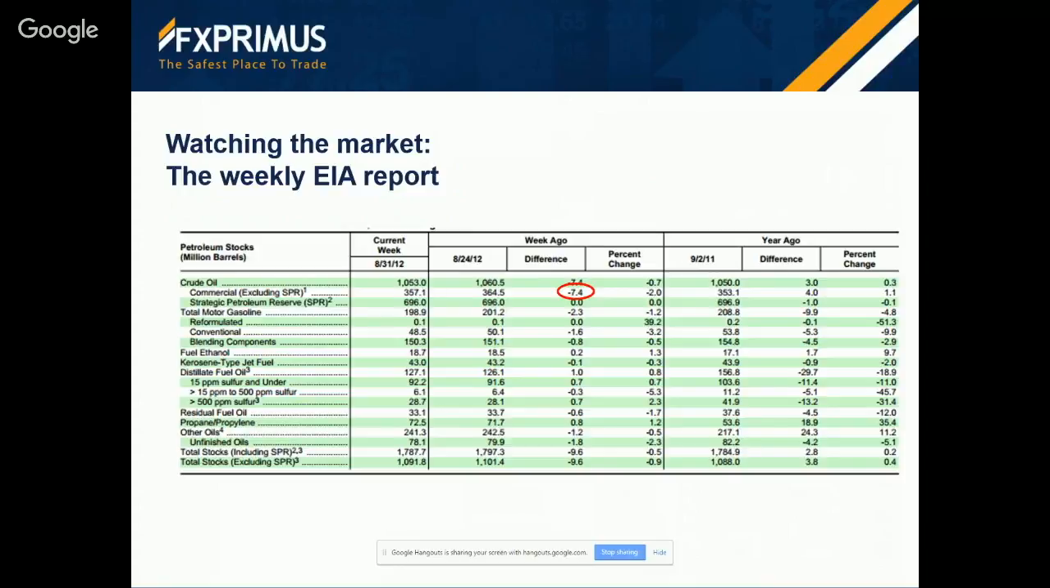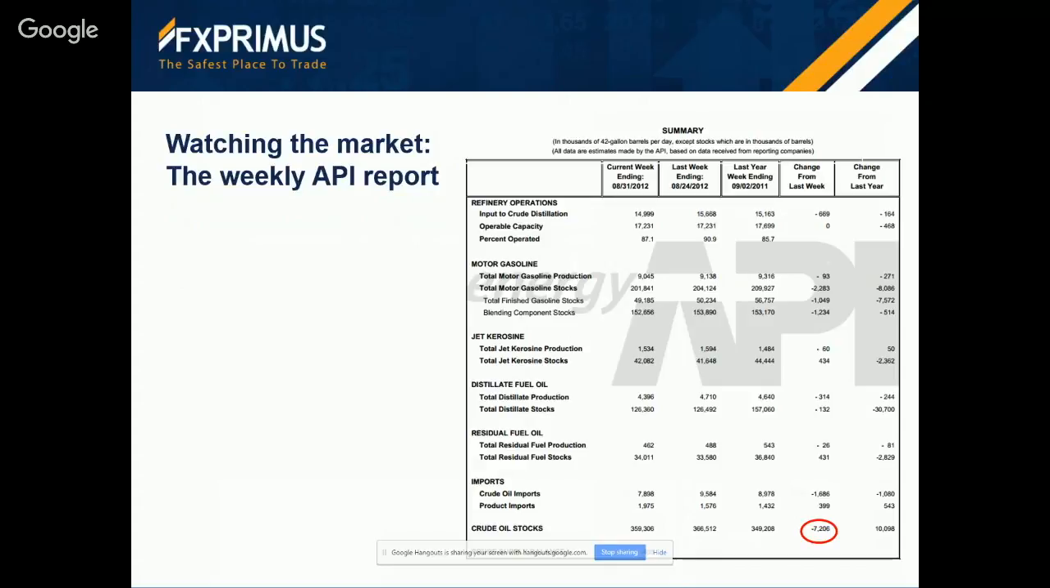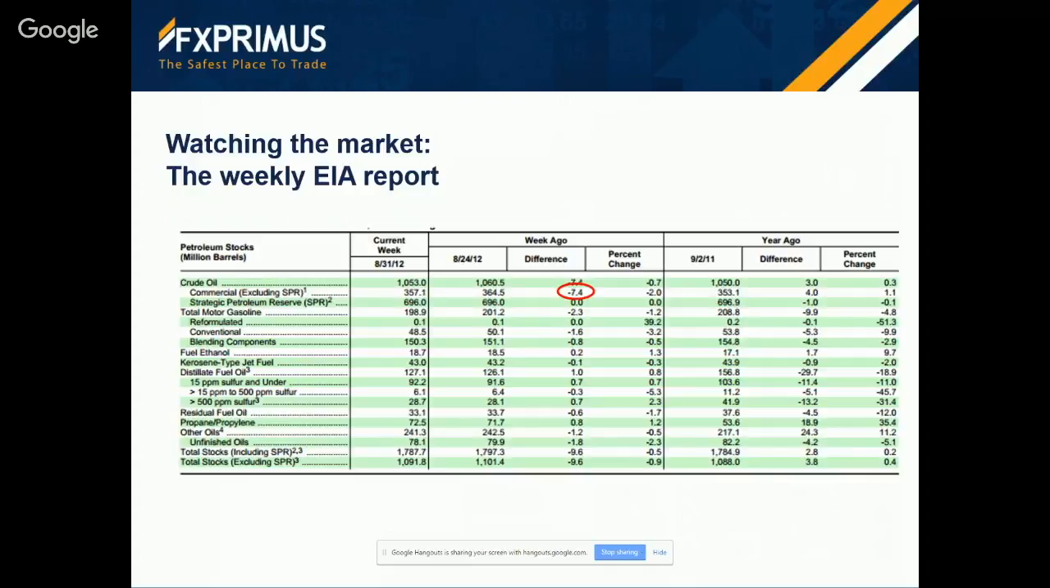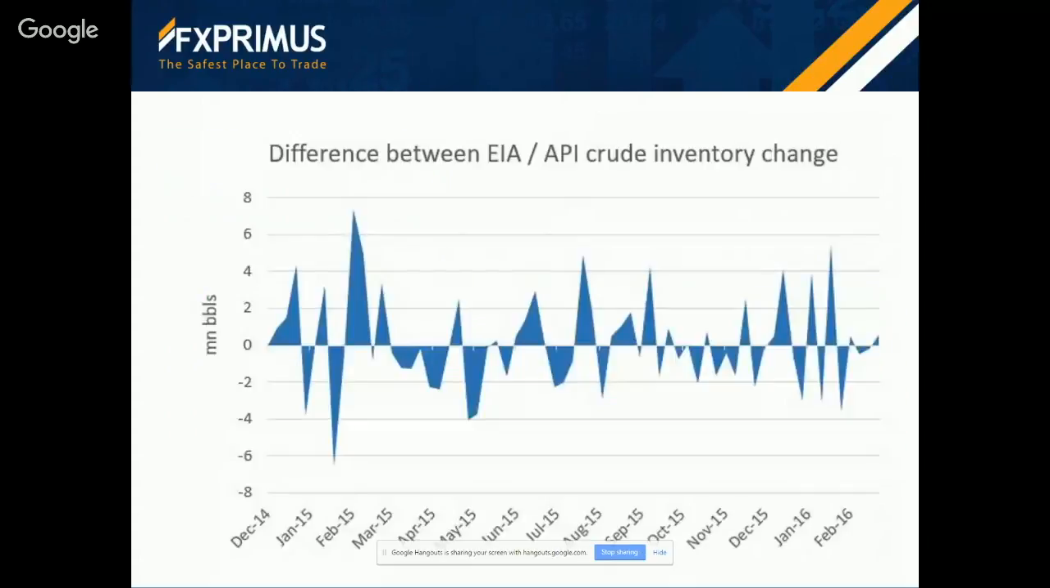Notice here that it also says the Strategic Petroleum Reserve, which is the U.S. government holdings of oil, but people just ignore that. It has nothing to do with the underlying demand. So in this report, the EIA said 7.4 million barrels. The API said 7.2 million. It's pretty close together, but not the same.